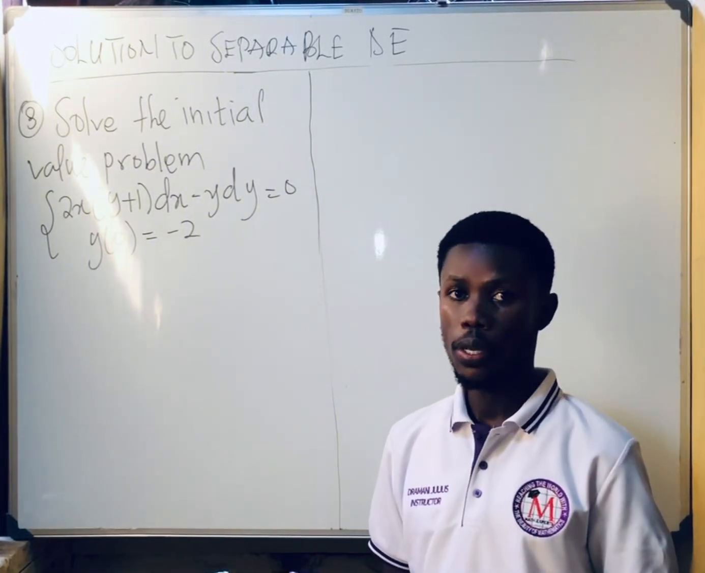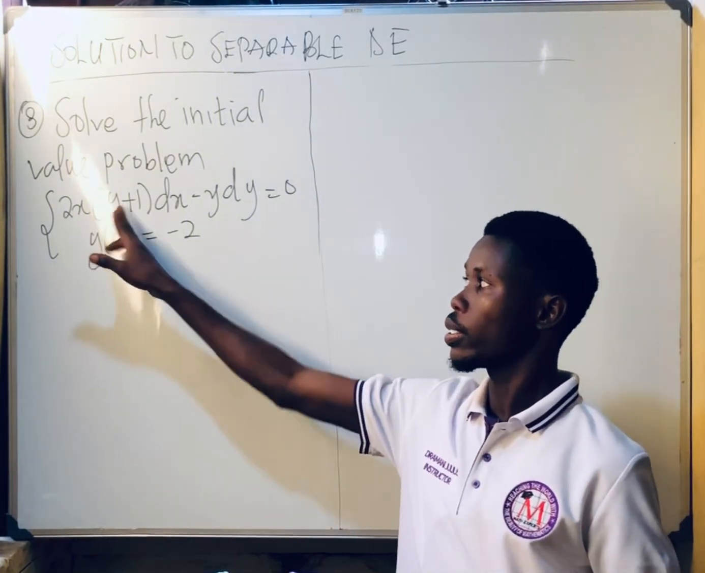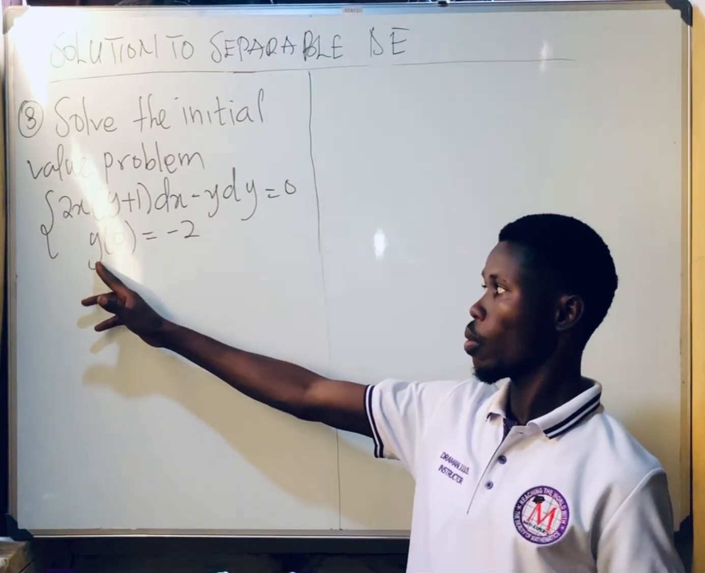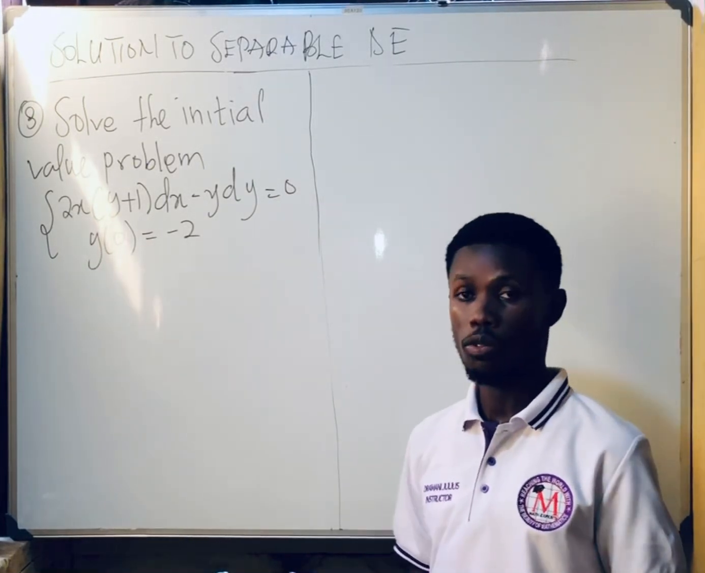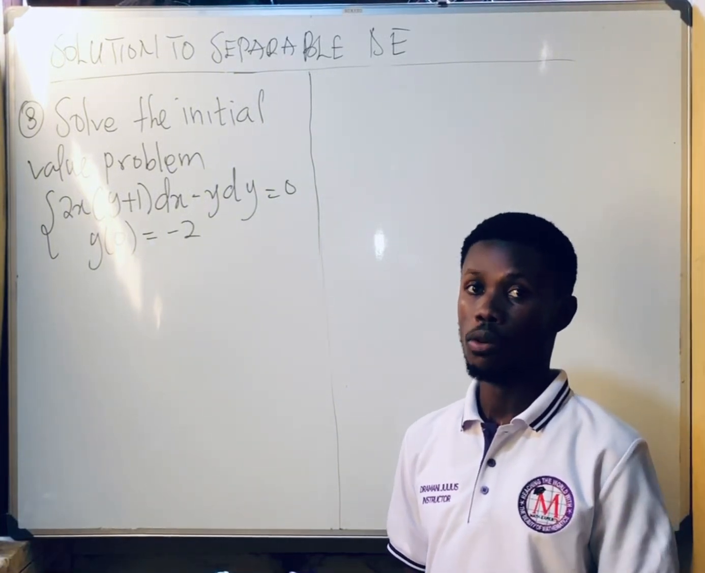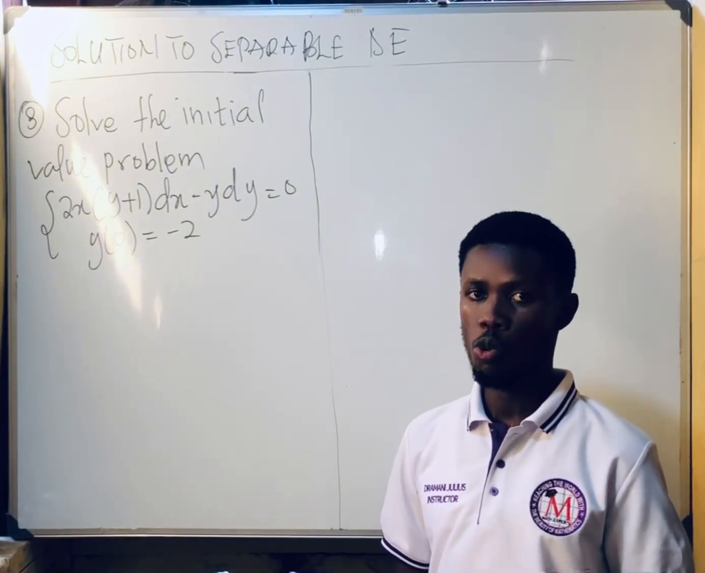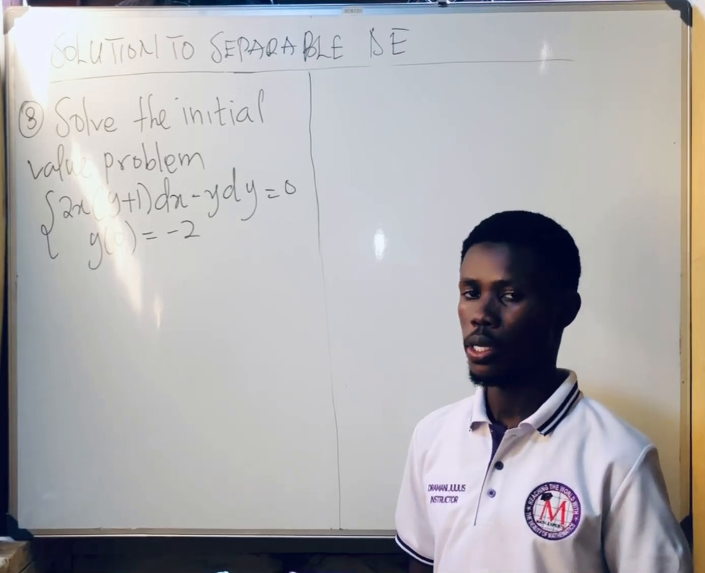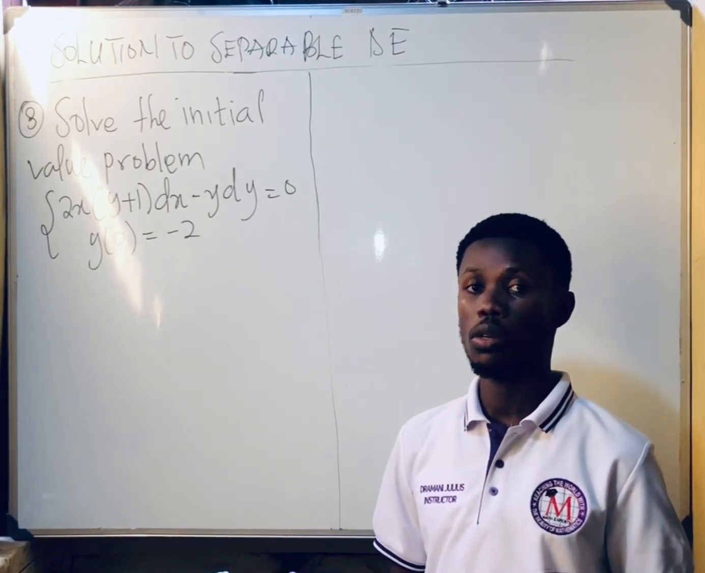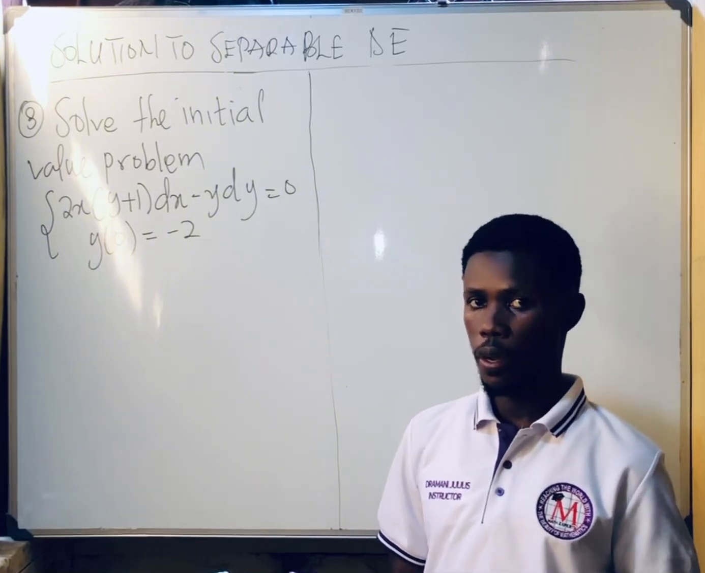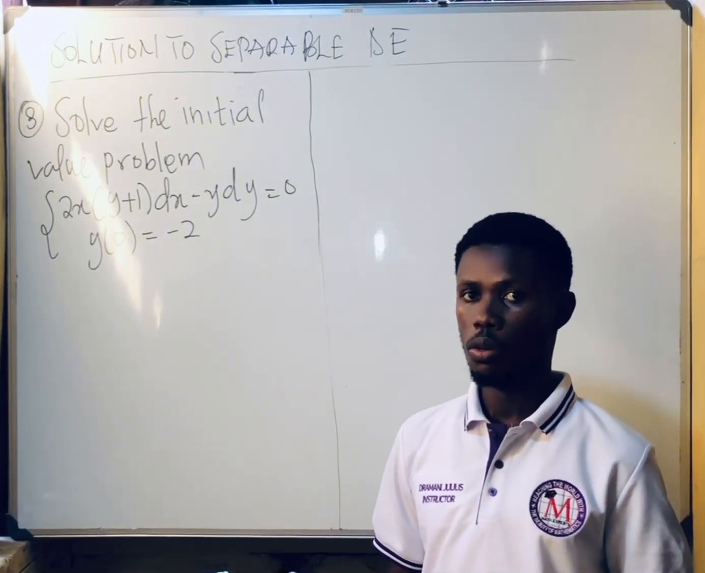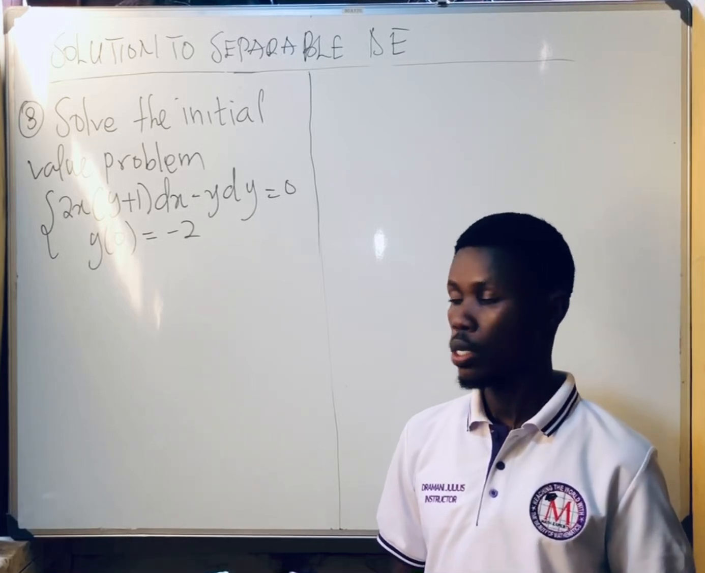For the example 3, there's a question and there's a condition. The condition is that y of 0 equals -2. Indirectly, the question is telling you to find the particular solution. Is that okay? So we are going to find a particular solution to that. But before you can find a particular solution, you first need to know the general solution. Before you can find a general solution, you have to be able to separate the equation or the variable. So that's what you're going to do first.